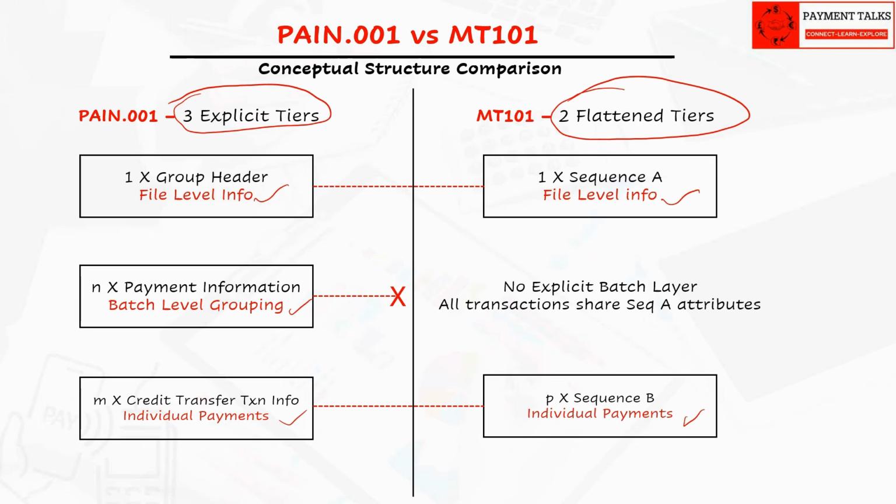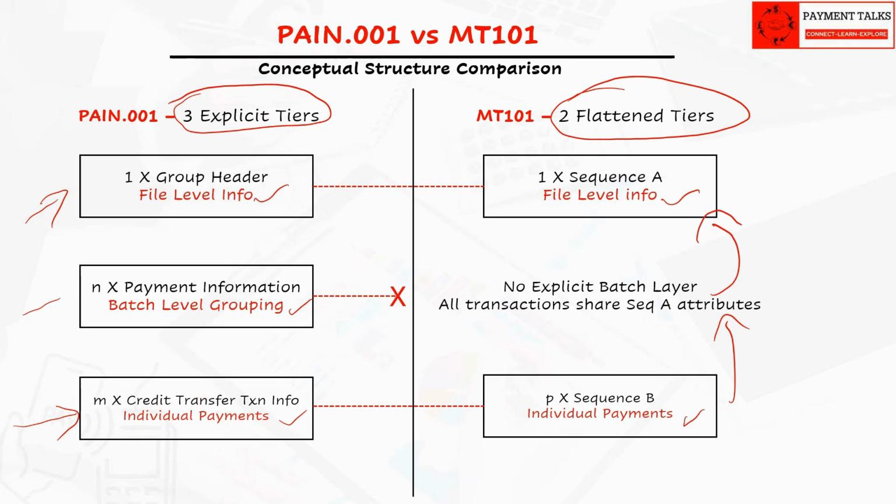PAIN.001 explicitly separates file controls with group header, batch grouping with payment info, and transaction details with the credit transfer transaction information block. Whereas MT101 collapses batch level information into sequence A, forcing all transactions to share the same execution date and debtor account. The next difference is repetition pattern.